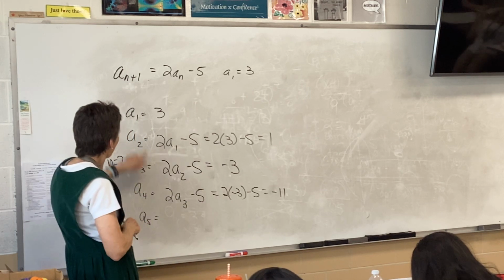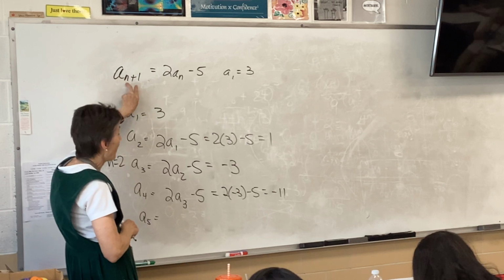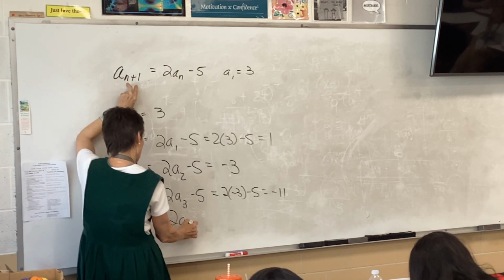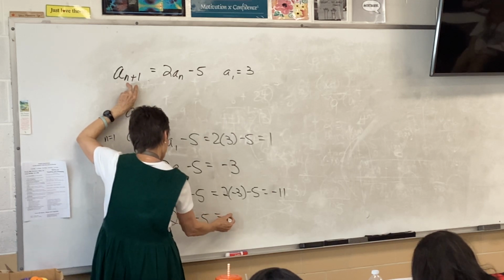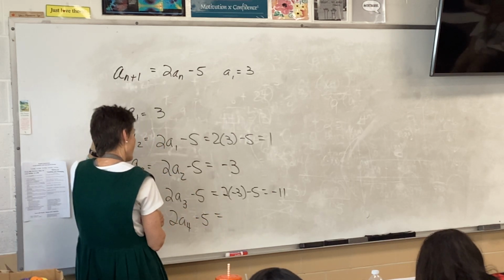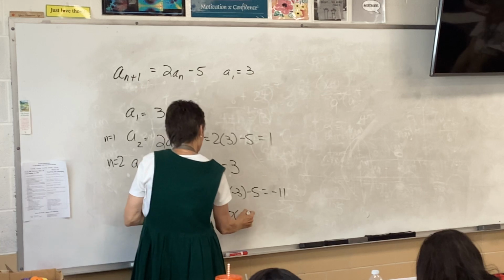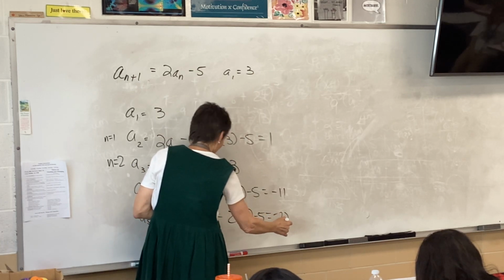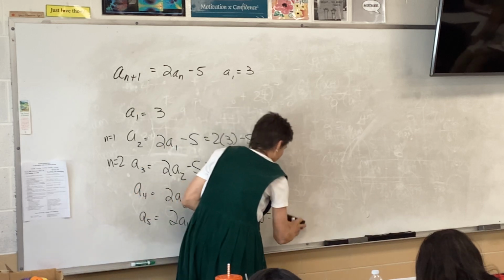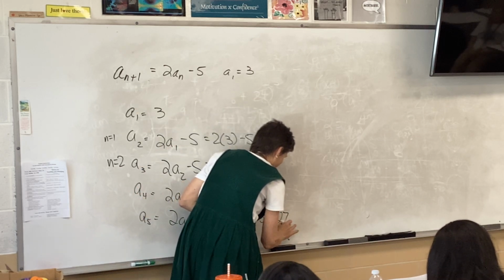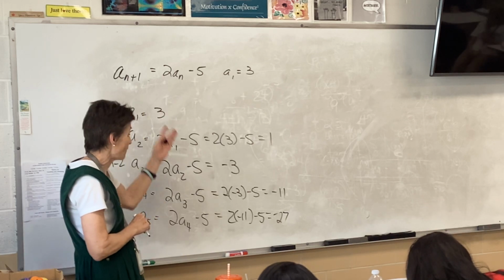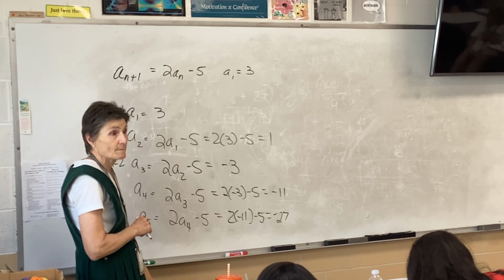Now what's a sub 5 going to be? You want to find a sub 5, so it's going to be 2a sub 4 minus 5, which is 2 times negative 11, negative 22 minus 5, negative 27. So there are the first 5 terms.